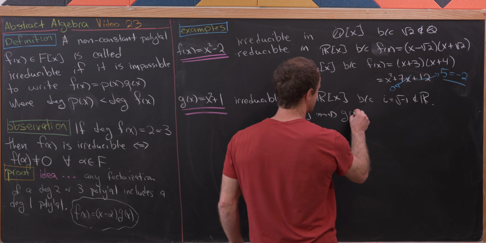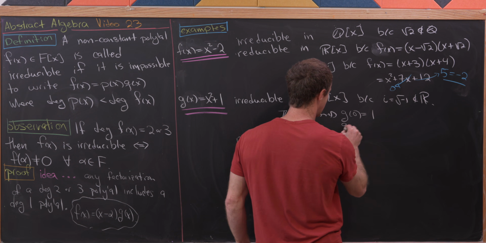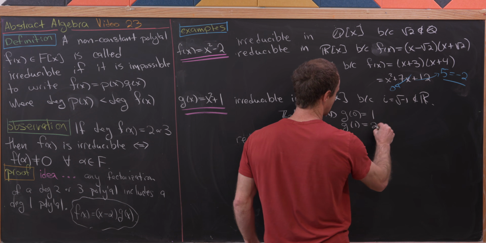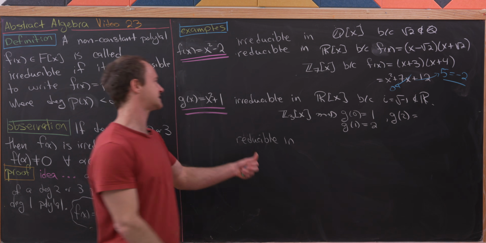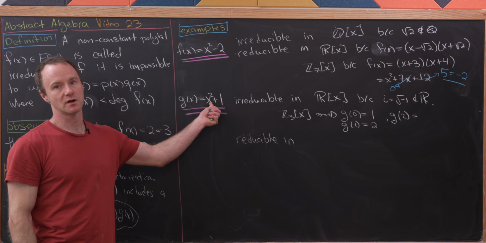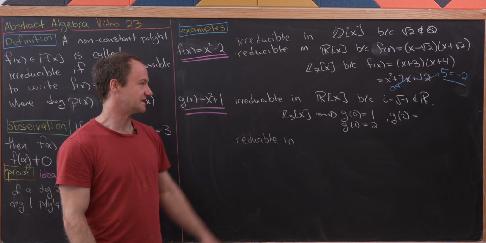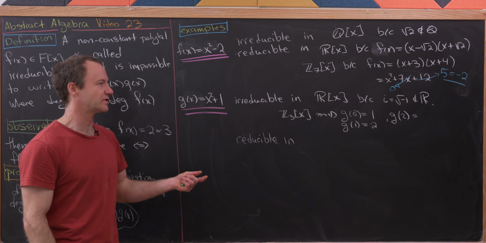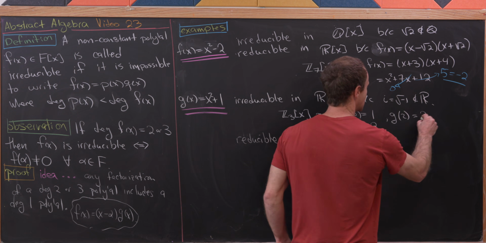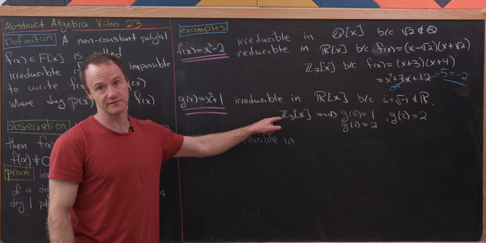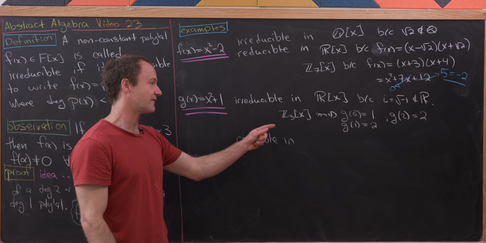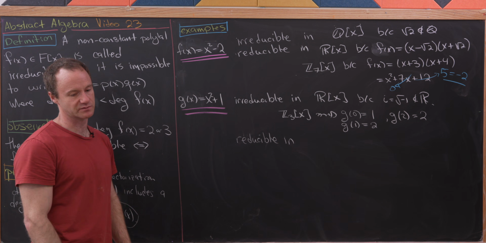So let's notice that g of 0 is equal to 1, g of 1 is 1 plus 1, which is 2, and g of 2 is equal to, well, let's see, 2 squared is 4. 4 is 1 inside of Z3, so we get 1 plus 1, which is 2 again. But that's all of the entries of Z3. We never got 0, that means it's irreducible.